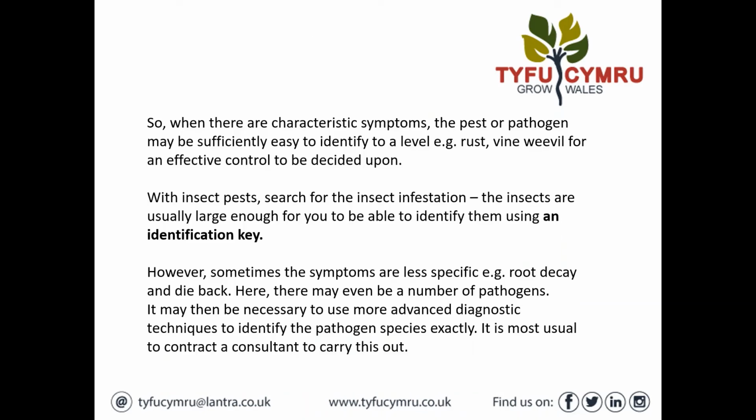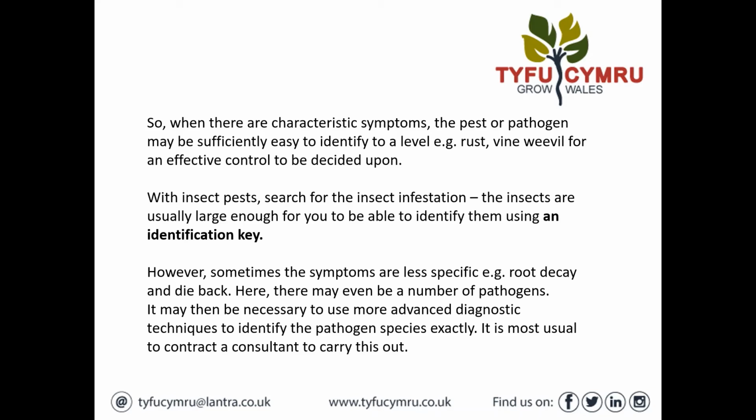So we've had a look at some symptoms there, and a number of those are characteristic of the general group of pathogen. And that might be sufficient for you to identify the problem at a certain level. For instance, you would know that it was a rust, or you would know that it was most likely to be a vine weevil. And that would be sufficient for you to decide upon an effective control measure.